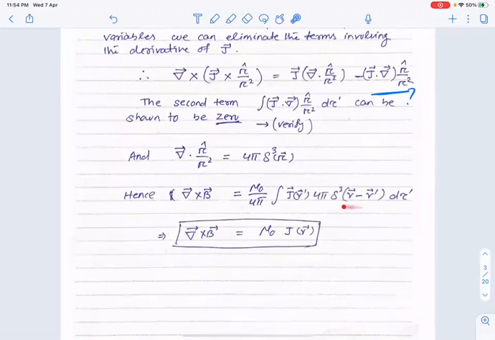Using the property of the delta function, you can show that this will now give del cross B as mu 0 J of r. So please remember this. The divergence of B is 0. Curl of B is nothing but mu 0 multiplied by the current density.